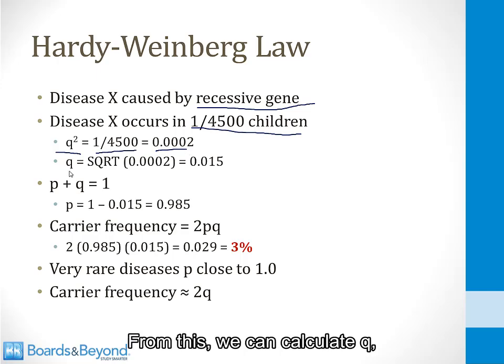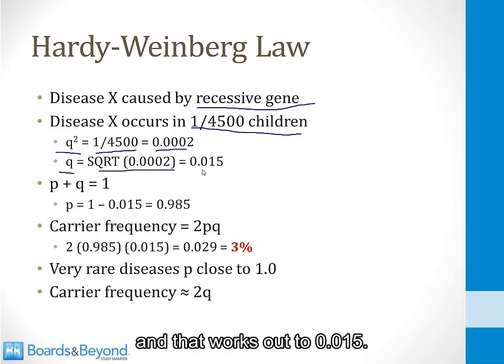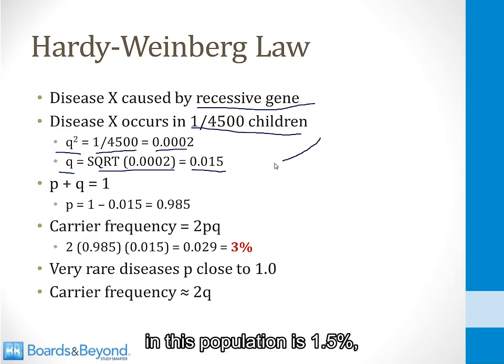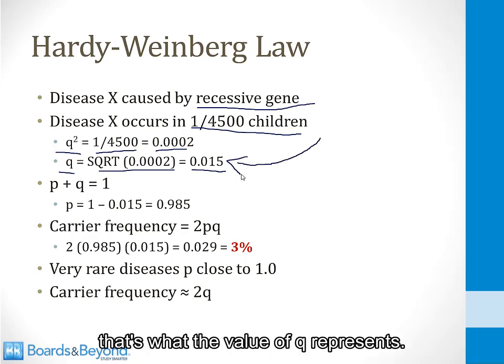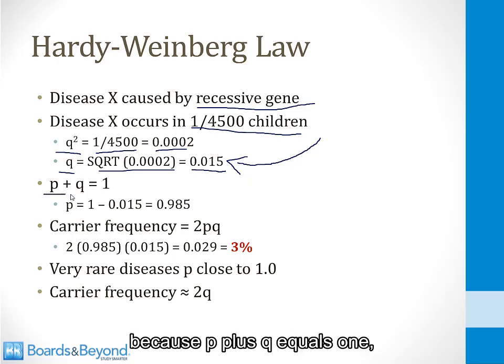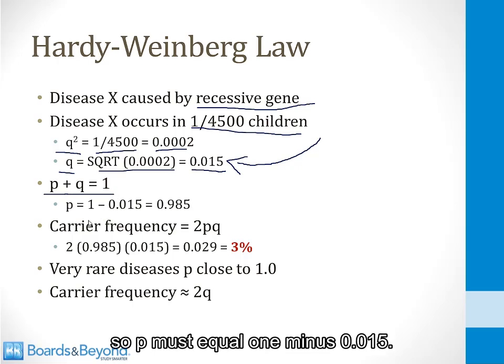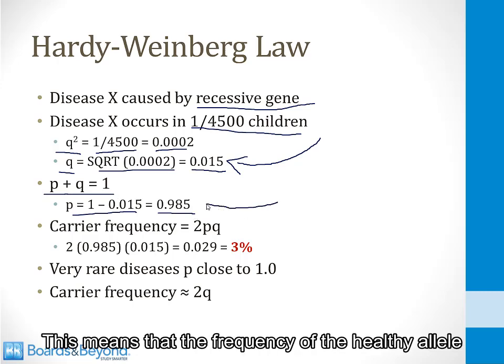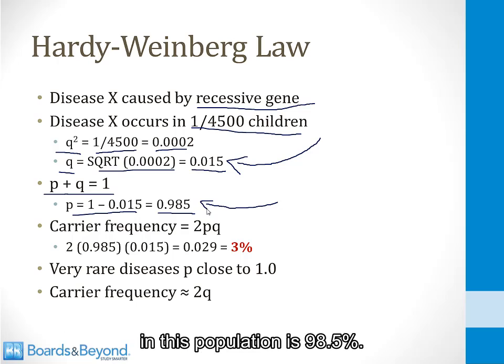From this, we can calculate Q. Q is the square root of 0.0002, and that works out to 0.015. What this means is that the frequency of the disease allele in this population is 1.5%. That's what the value of Q represents. Well, now we can easily calculate P because P plus Q equals 1, so P must equal 1 minus 0.015, and that works out to 0.985. This means that the frequency of the healthy allele in this population is 98.5%.